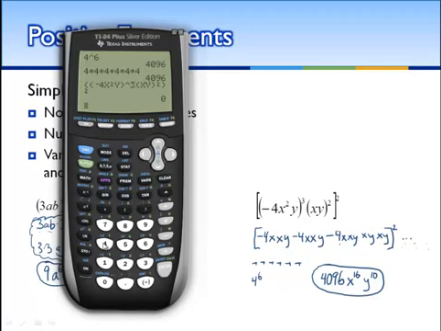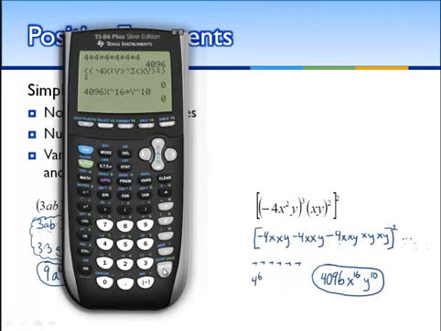Now when I type in my final answer, 4,096 times x raised to the 16th power, notice how I use this parenthesis, times y raised to the 10th power. I should also get a 0, or else I made a calculation error. Since I got the same thing both times, I'm pretty confident that these two expressions are the same.